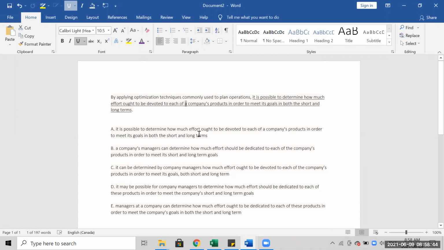In order to meet its goals. What is its? I think the word "its" can refer to company, and it's singular, so that's okay. So I think it's okay to use "its."